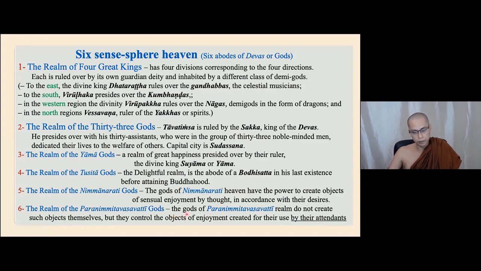And for the highest deva realm, Paranimmitavasavatti. Here, Para is others, Nimmita is created items, and Vasavatti means following their own desire. Here, Para, others, refers to their attendants. So enjoying, their attendants have to create for the deva in Paranimmitavasavatti. And they have the power: if it is not complete or good enough for their enjoyment, they can control the object of enjoyment. This is the power of the highest devas in the sensual plane of existence. For those who are trying to enjoy life, it is a very, very good place.